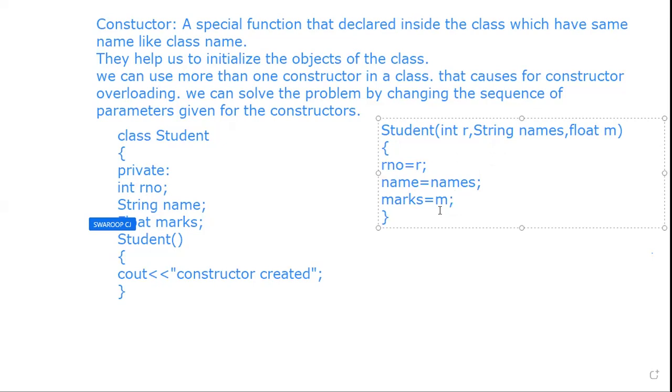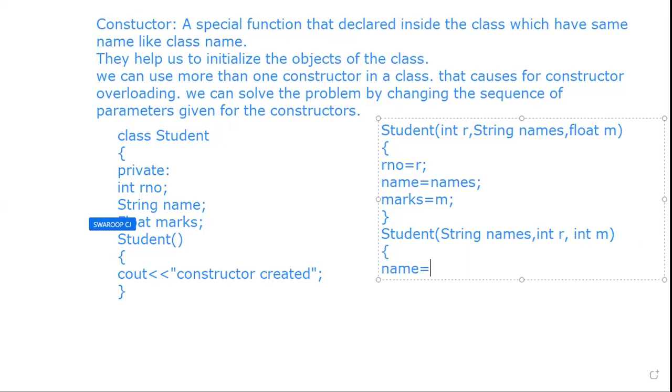So I will create one more here. Again, student. This time I'm changing the sequence here. First, I will give the name, then I will give the roll number, then I will give the marks. Right. So this time name equal to names, rnumber equal to r, marks equal to marks. That's it. The class closing.